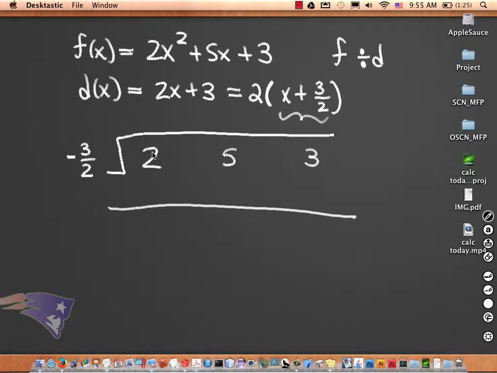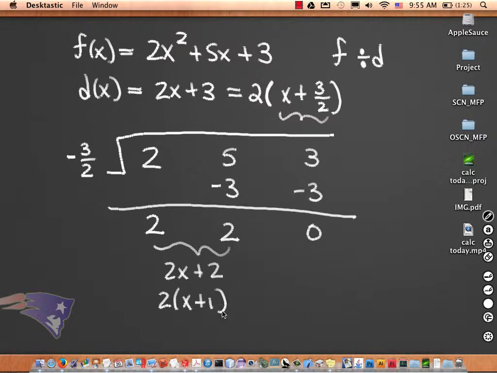Okay. So what happens? Drop the 2. What's negative 3 halves times 2? Negative 3. Put that here and add 2. Negative 3 halves times 2? Negative 3 plus 3 is 0. Now, here's the 2 that you thought went away. Right here. So this right here represents 2x plus 2. So what's your answer? We can factor a 2 out of that, right? So that becomes 2x plus 1.